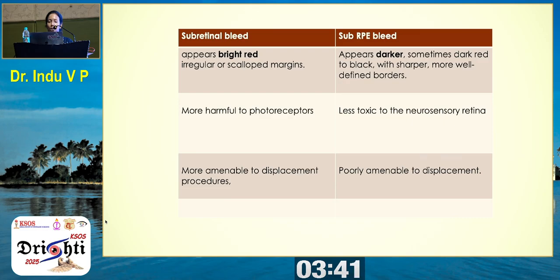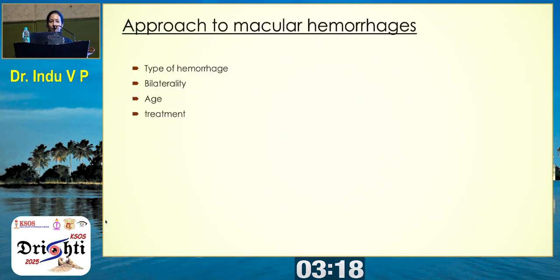So how will you differentiate between these? Subretinal blood is bright red, whereas sub-RPE blood is usually darker and sometimes even black in color. Subretinal blood is more harmful to the photoreceptors, whereas sub-RPE blood is less toxic because of the limiting effect of the RPE. And subretinal blood is more amenable to displacement, whereas sub-RPE blood is poorly amenable to displacement.